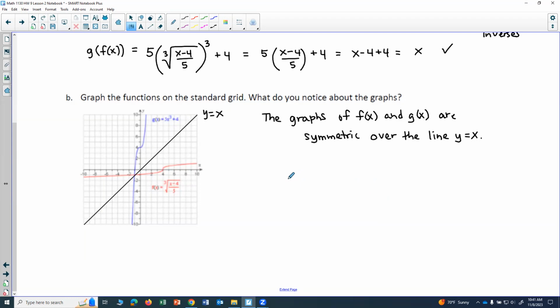Now, if you think about inverses, the domain and range switching, this makes a lot of sense, because every ordered pair (a, b) on our original function will become the ordered pair (b, a) on the inverse function. So this is because the x and y values switch.